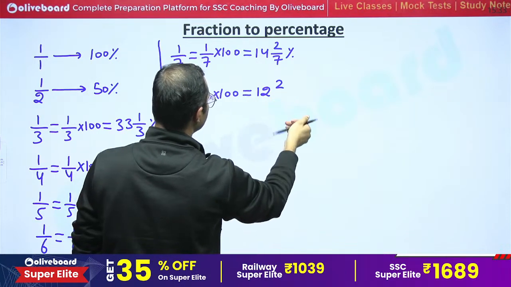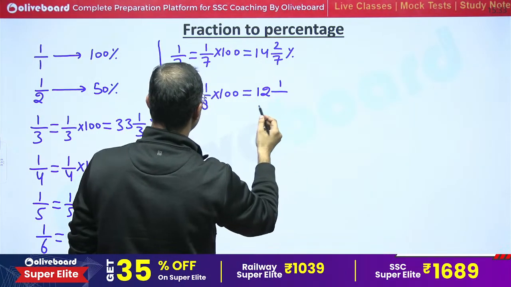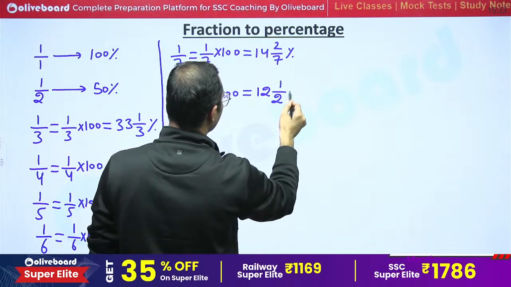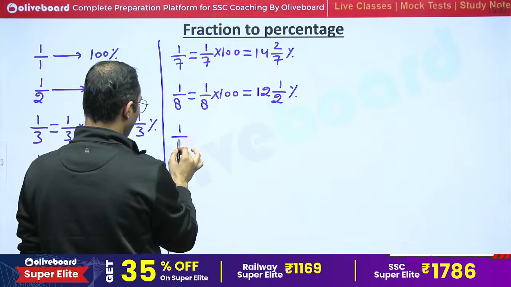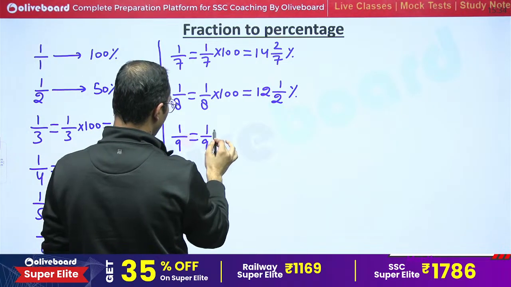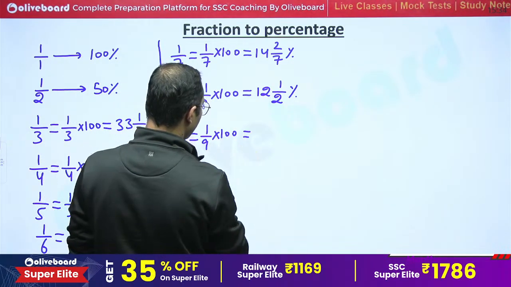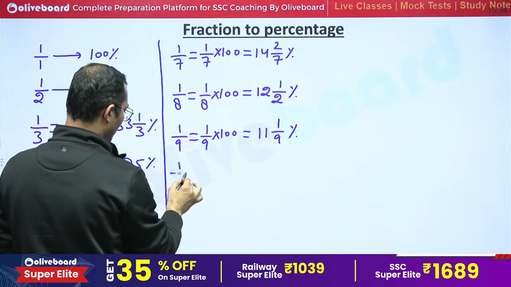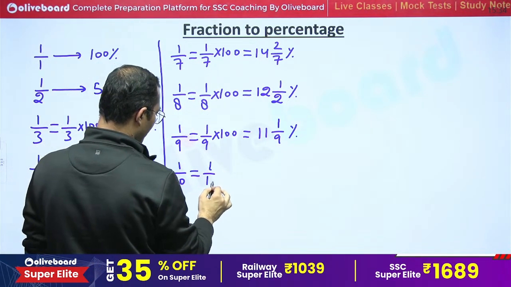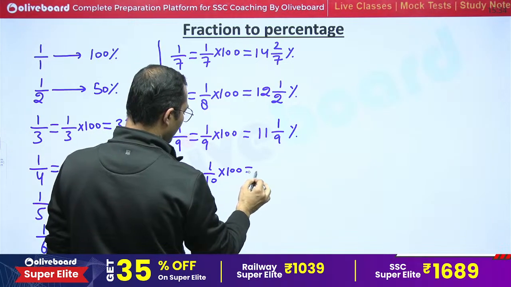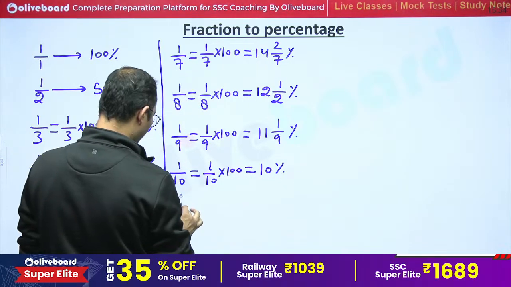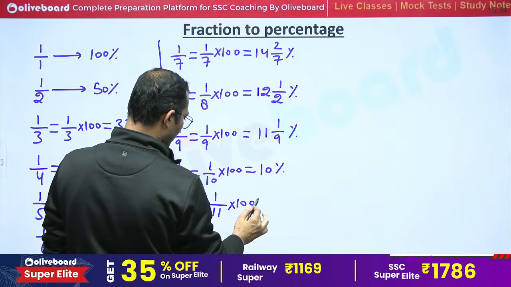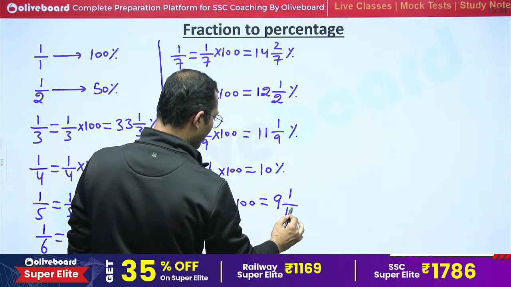12 whole 1 upon 2%, right? 1 upon 9 is what? 1 upon 9 into 100. So we can write it 11 whole 1 upon 9%, right? Yes. 1 upon 10. So simple, 1 upon 10 into 100. It is equal to 10%. Simply 1 upon 11. So 1 upon 11 into 100. It is equal to what? 9 whole 1 upon 11%.